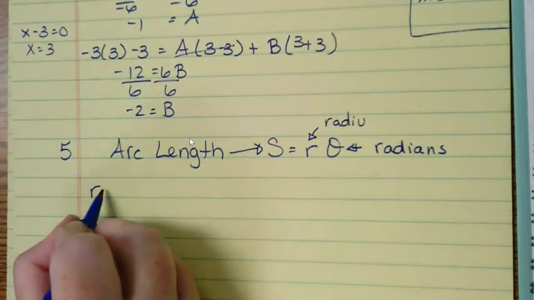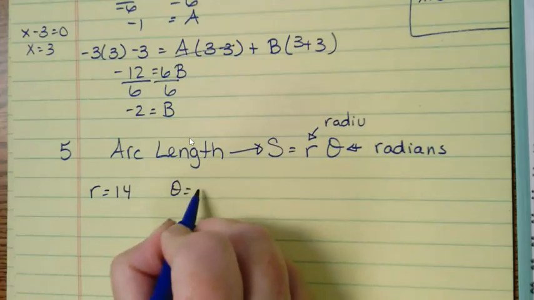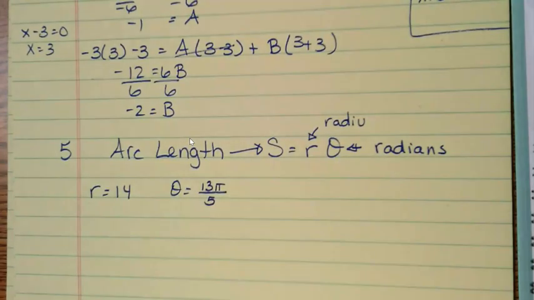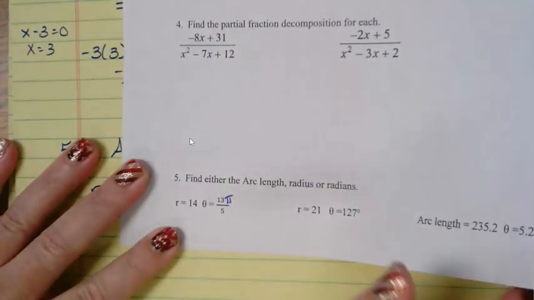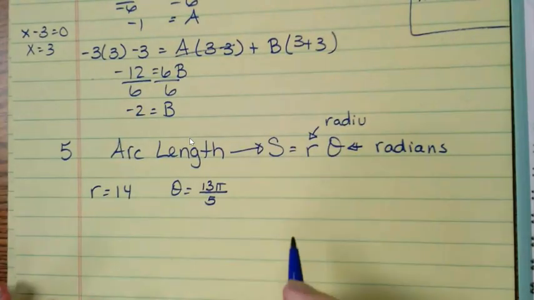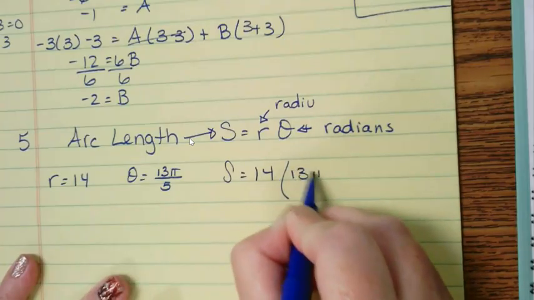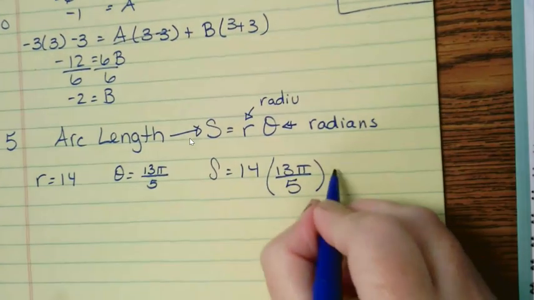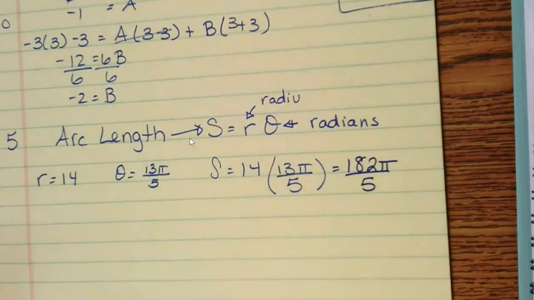So the first one they give us is, and it dropped our pi, so it should be a pi there. So if yours looks like this, please know the pi got dropped. And all you're going to do is 14, so S equals 14 times 13 pi over 5. I get 182 pi over 5, and that's all you can do to it. Okay.